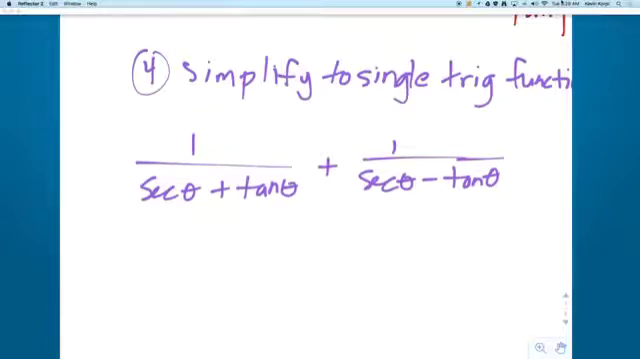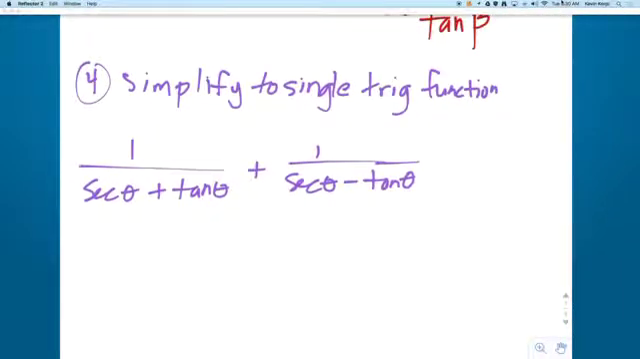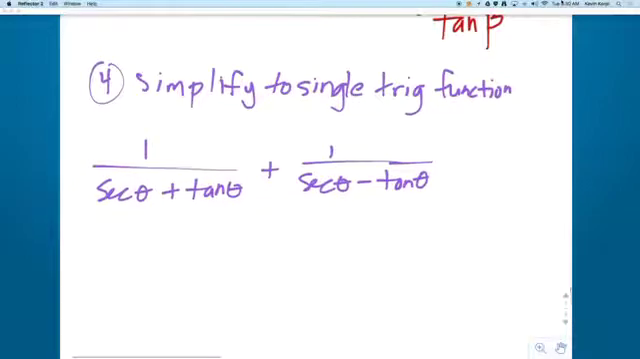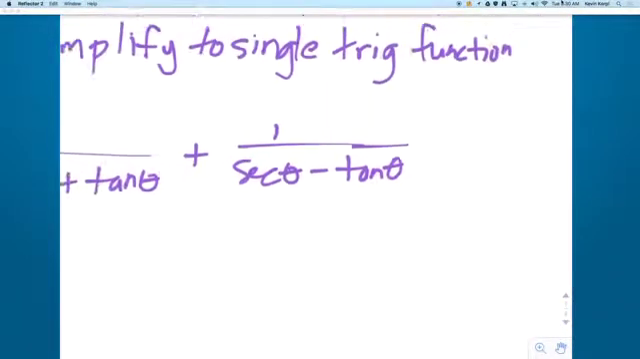Final answer? Yes, Julia. What's that? Cosine of theta divided by 2? Tangent of theta divided by 2. No, not quite. The second term is 1 over 1. Well, secant theta minus tangent theta is only 1 if they are squared. So it's not a Pythagorean.